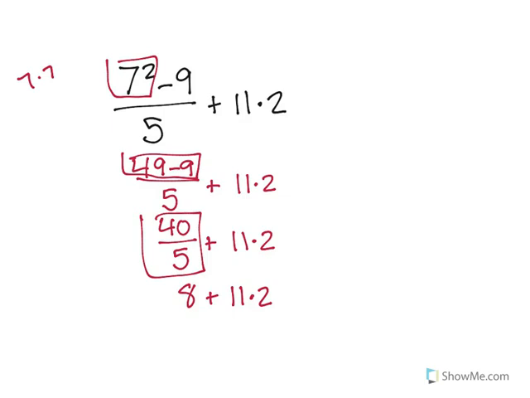What should I do next? I'm going to do the 11 times 2 first. 11 times 2 is 22, and then I have 8 plus 22, and I'm going to add that together, and I get 30. So my answer is 30. I know I did some tough problems and I went fast, but I hope this helped some. Thank you.